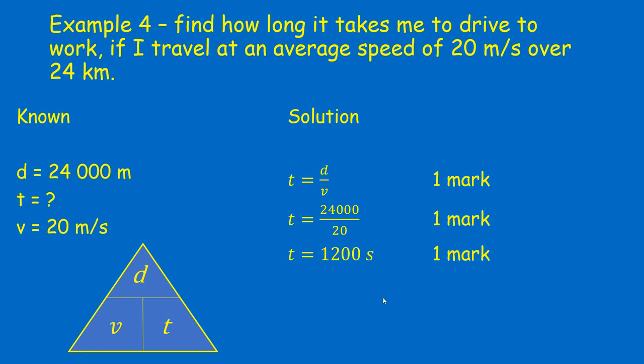Now you don't have to convert that into minutes, but if you wanted to, it's 20 minutes, but you don't get any extra marks for doing that. It doesn't ask you to. In physics, we record time in seconds. That's the standard unit for time in physics. If the question asks you to do it in minutes, it would give you an extra mark to do that, but you don't have to do it. So I would leave that out completely.